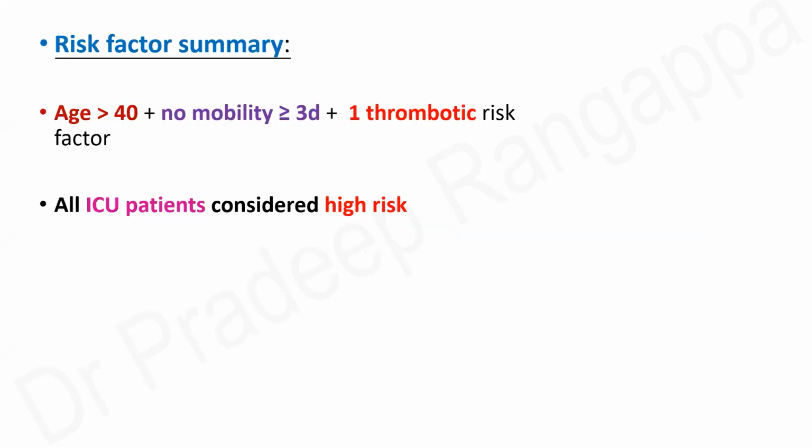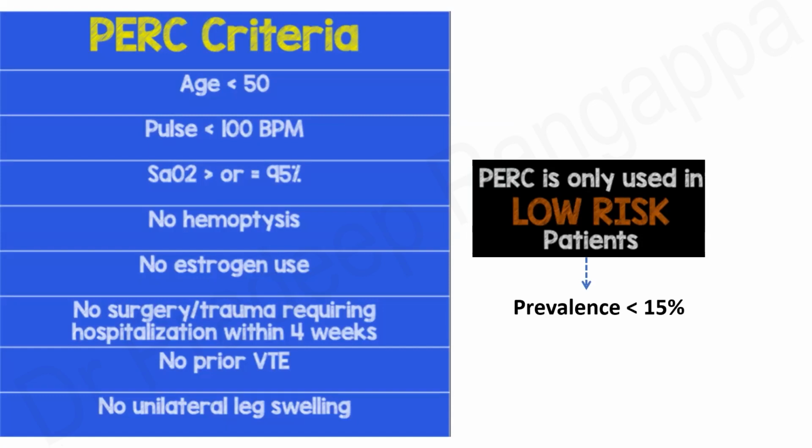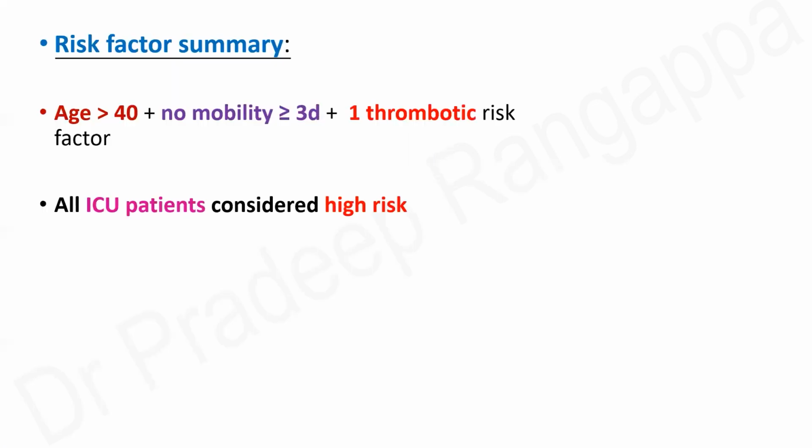This is just to give you an idea, there are zillions of criteria. What I've shown you is the Padua risk criteria, Wells criteria, IMPROVE criteria, and PERC criteria. So there are multiple criteria. You can use any of them, and there are online calculators for that. So there's no rocket science in this. But for all my listeners, you can keep this as a risk factor summary.